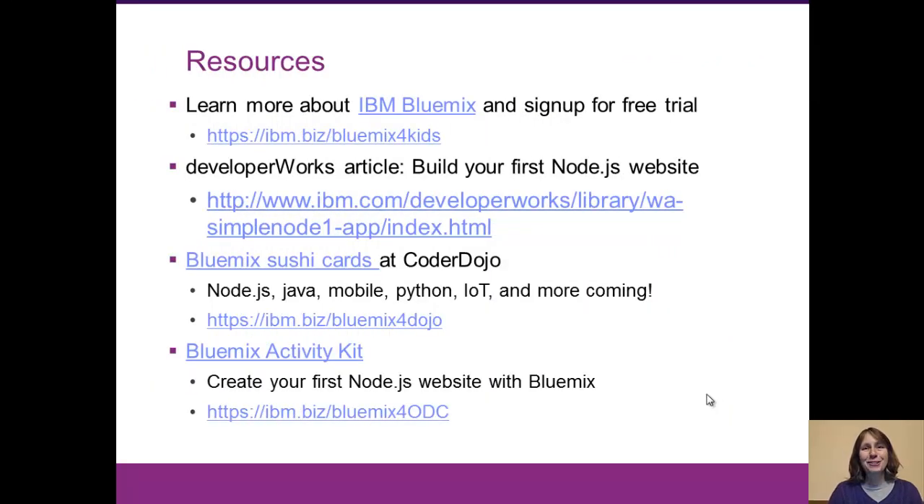Okay, now it's your turn to give it a try. You can go to IBM Bluemix and sign up for your free trial. The link is here to my article that has the step-by-step directions. There are also printable sushi cards, one page at a time, and we've designed these to make it easy enough for kids, so I know you guys can all do this. And I also have an activity kit now that's built out as a one-hour learning module around this project.